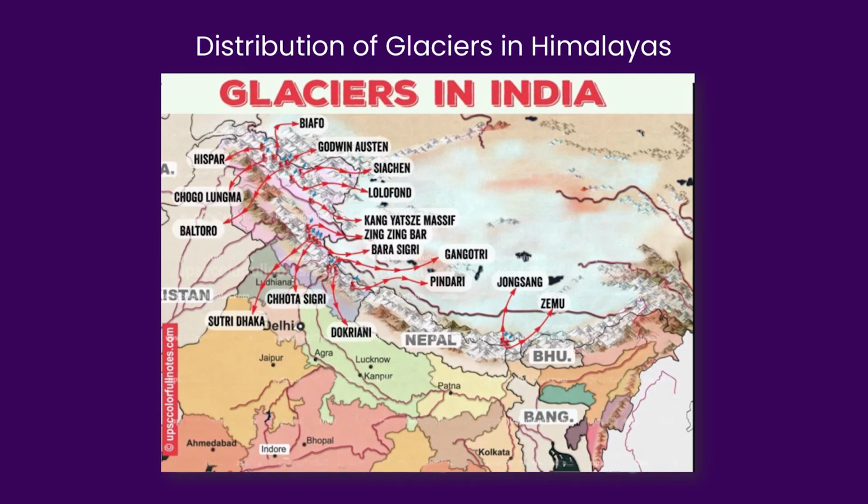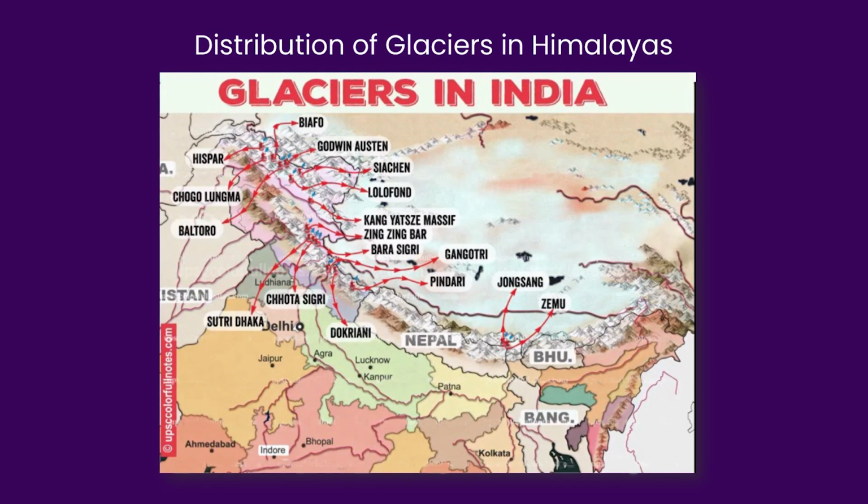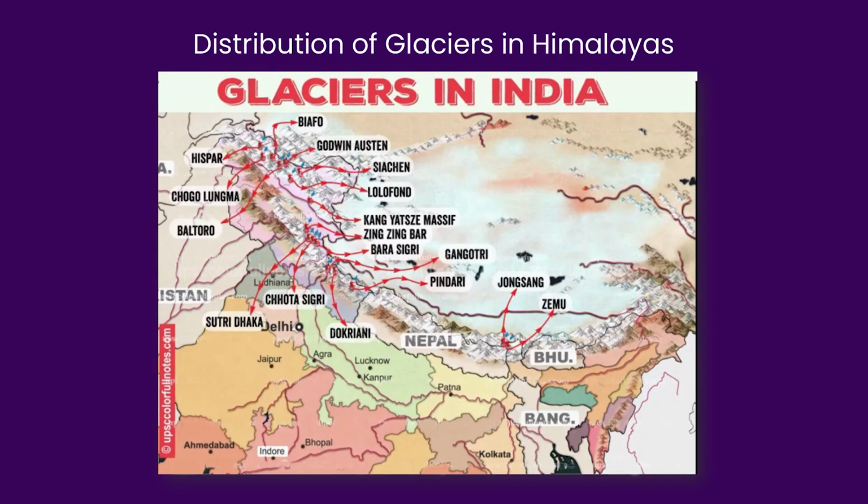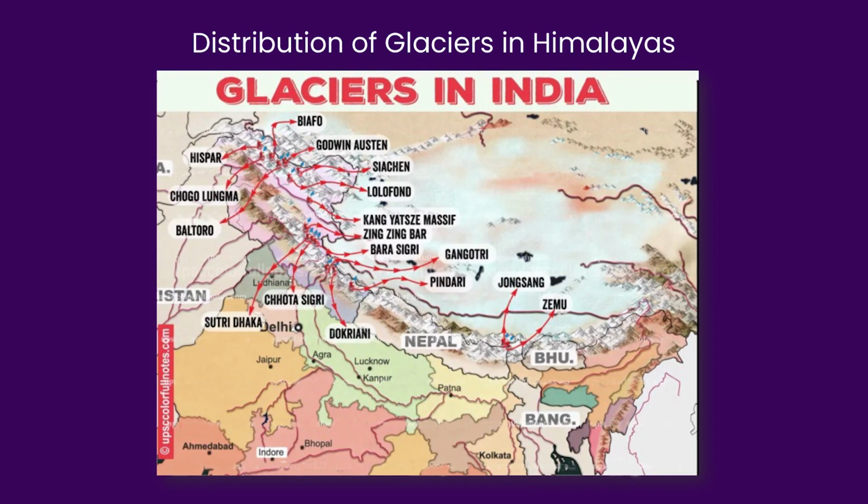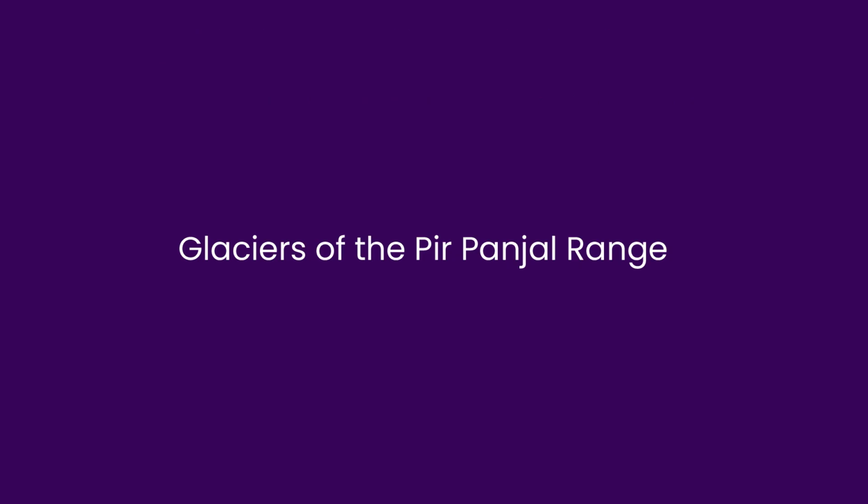Third largest is the Hispar Glacier. It is 62 km long and occupies a tributary of the Hunza River. Next is the glacier of Pirpanjal Range. The glaciers of the Pirpanjal Range are less numerous and smaller in size as compared to those of the Karakoram Range. The longest Sonapani glacier in the Chandra Valley of Lahul and Spiti region is only 15 km long.